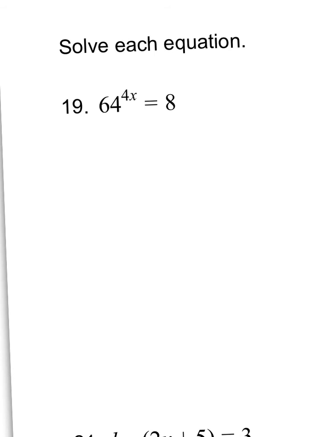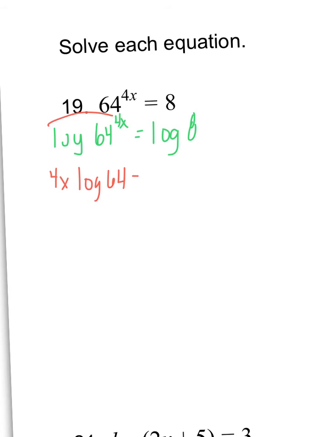So if I do the log of both sides, log of 64 to the 4x is equal to log of 8. Then by the rule for exponents, I can move 4x to the front, so it becomes 4x log of 64 equals log of 8. And then divide both sides by 4 and log 64 to get x alone, because the 4's go away and the log 64's go away. Whatever you do to one side, you have to do to the other.